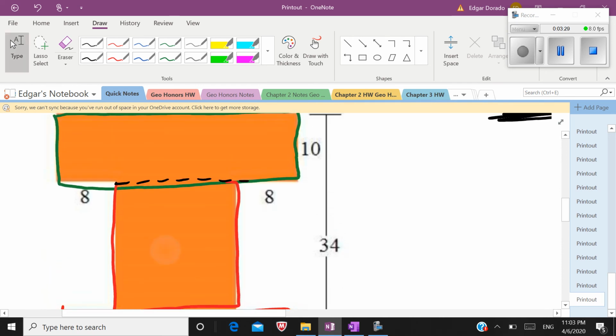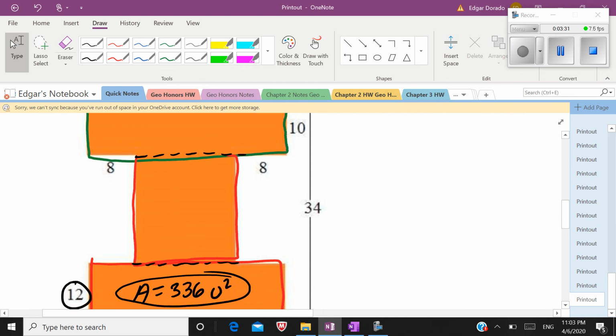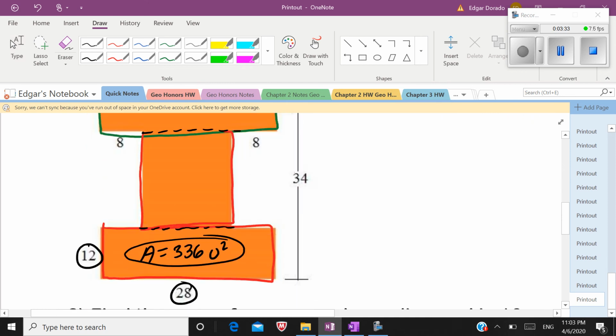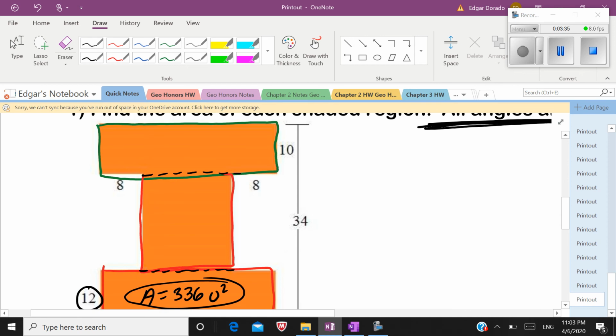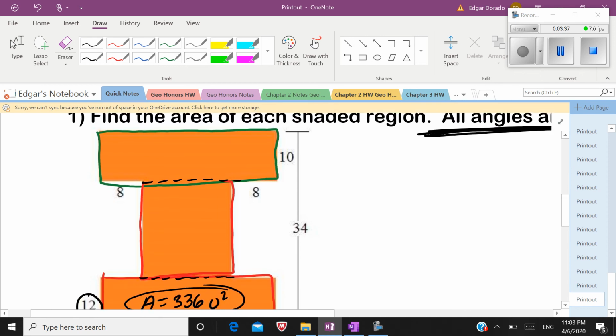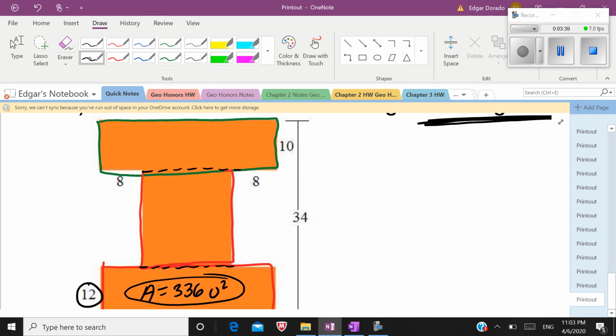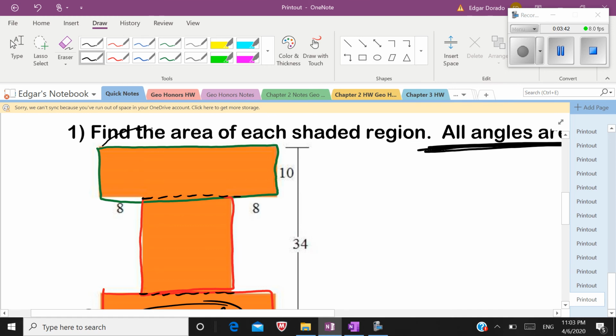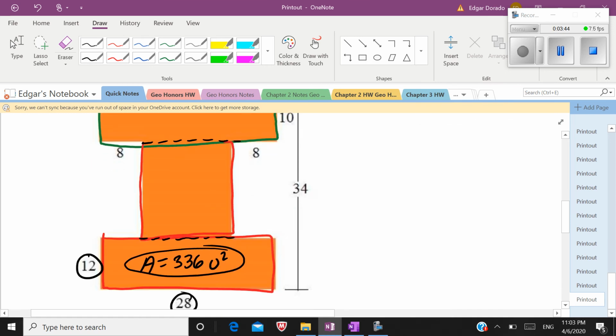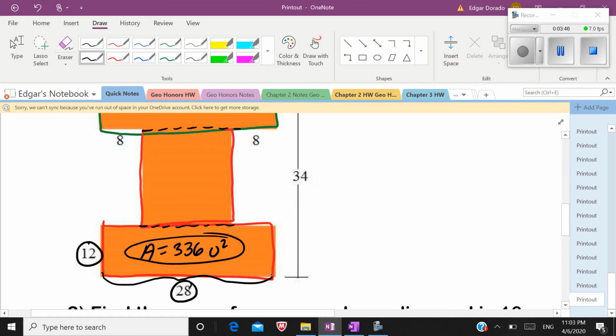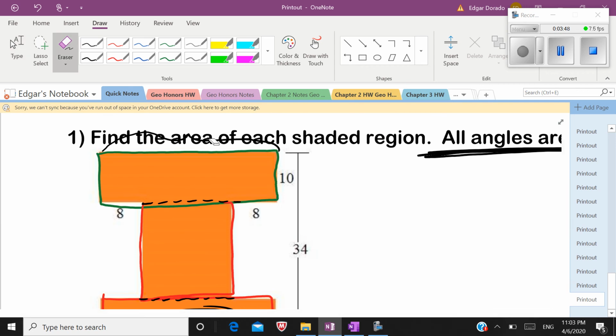The next one, we've got to do a little bit of work here. Remember, we're using rectangles here. So if I want to know, for example, what this measures right here, this would measure the exact same thing that this measured. It's going to be 28. So this is going to be 28 times the height, 28 times 10, which gives me an area of 280 units squared.